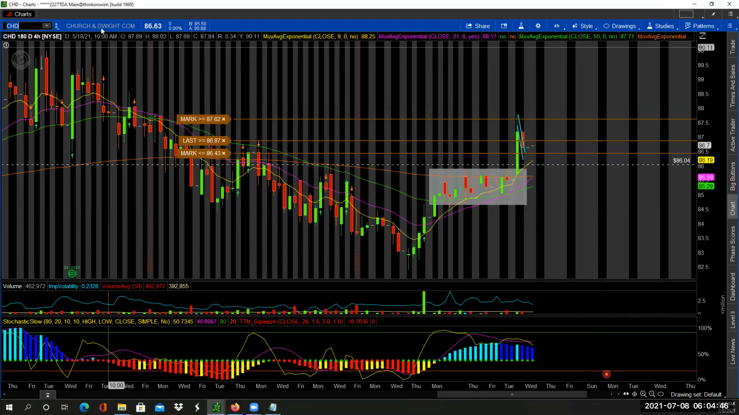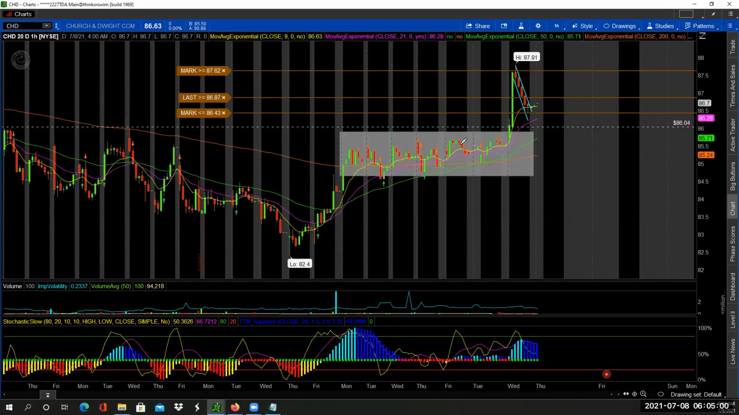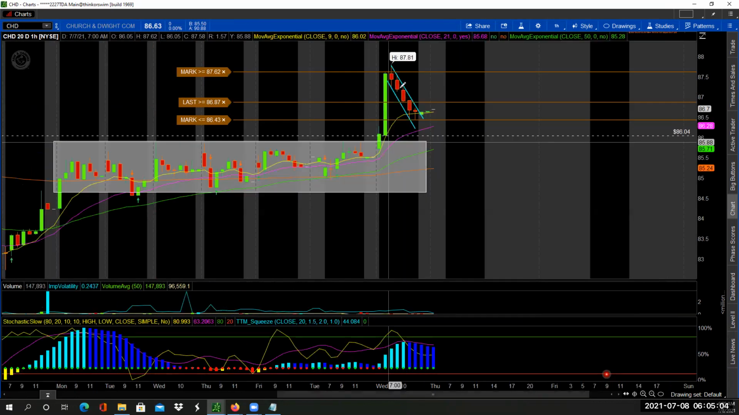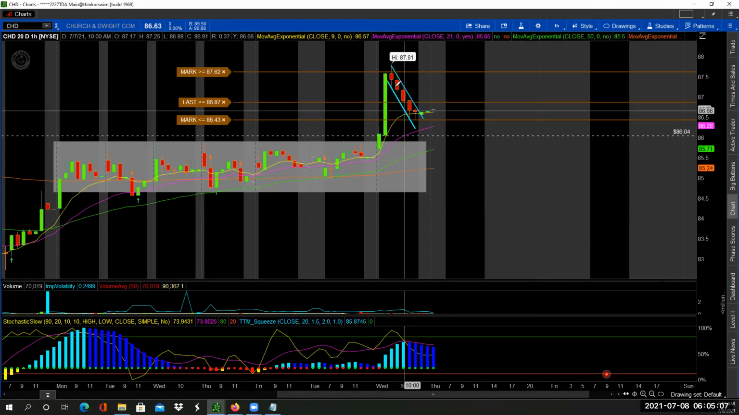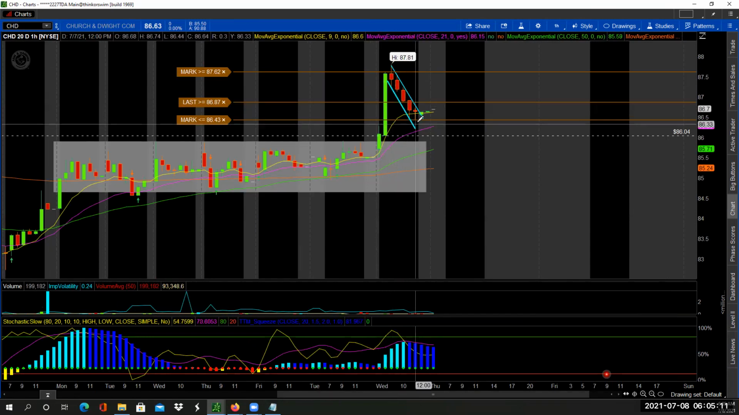This is what I was talking about, CHD. CHD falls under XLP, and they're a company that owns, I believe, the Arm & Hammer products and other products as well. And they're pretty decent. It created this wedge here yesterday that I mentioned in the chat. We had this huge spike, and then we pulled back. So it's holding up pretty strong.